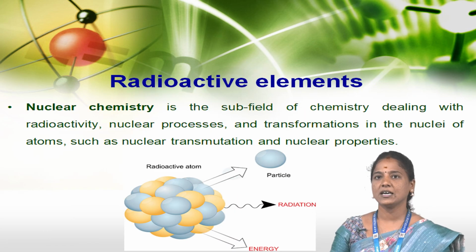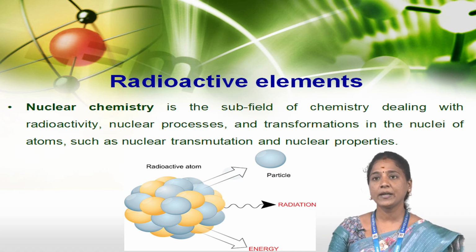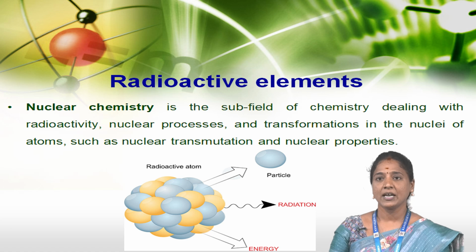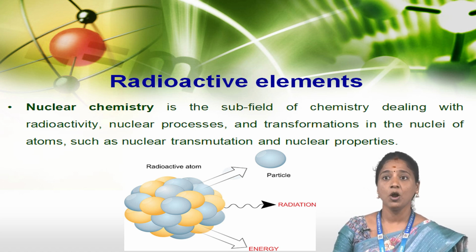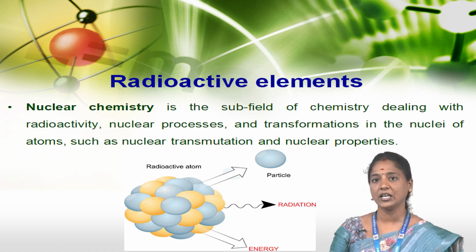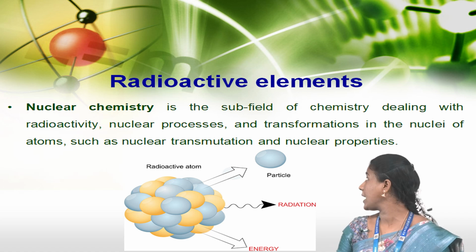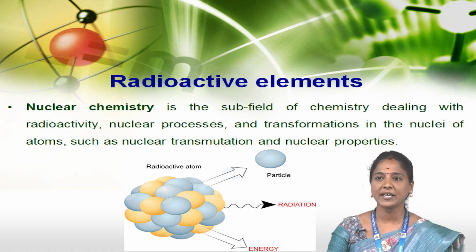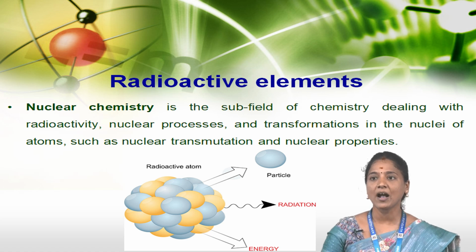Radioactive elements. Nuclear chemistry is the subfield of chemistry dealing with radioactivity, nuclear processes and transformations in the nuclei of atoms, such as nuclear transmutation and nuclear properties. It is the chemistry of radioactive elements such as the actinides, radium and radon, together with the chemistry associated with the equipment such as nuclear reactors, which are designed to perform nuclear processes. These include the corrosion of the surfaces and the behavior under conditions of both normal and abnormal operations, such as an accident.